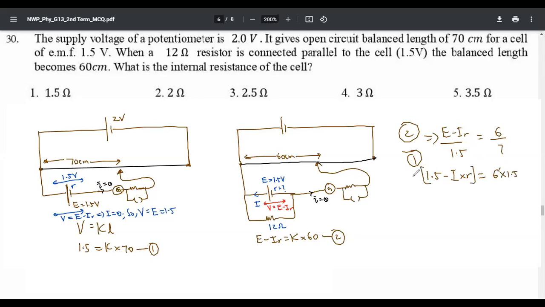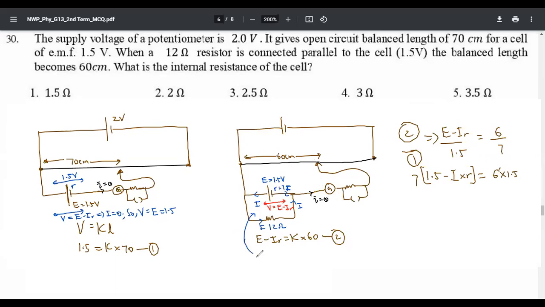Here we have 7. How do you find I? Now you can find the current. How do you find current? The current is confined to this circuit. Current will not go here, because when you take the balance length, the galvanometer reading should be 0. So current will be circulating within this.